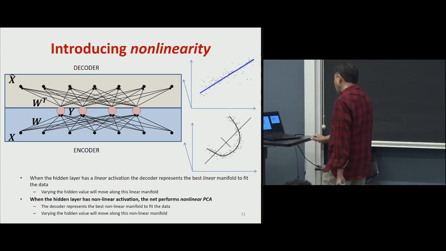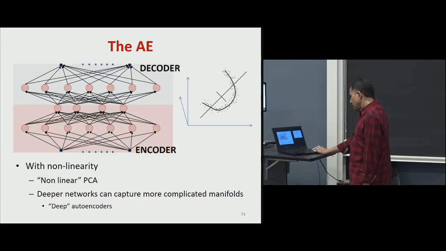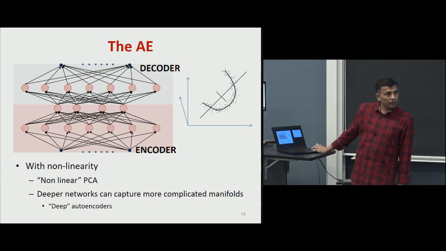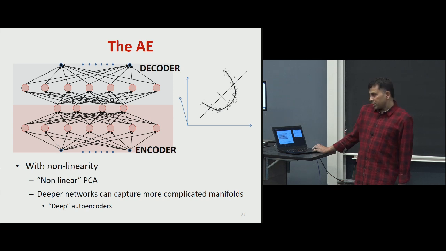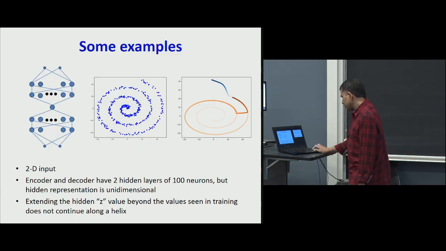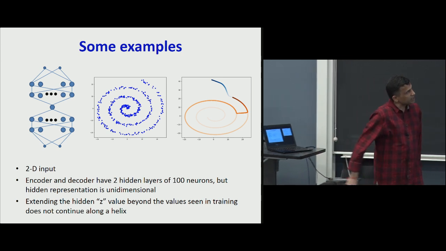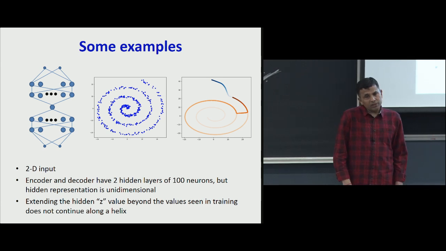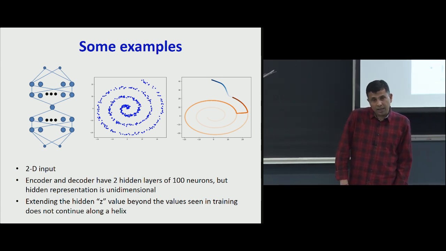The more complex the decoder, the more complicated the nonlinear manifold it can reconstruct, and so the more complex the nonlinear PCA you can perform. This is the deep autoencoder. It doesn't always work. Here are some examples. This is a two-dimensional case, right? And all the training data that were provided are on the spiral.